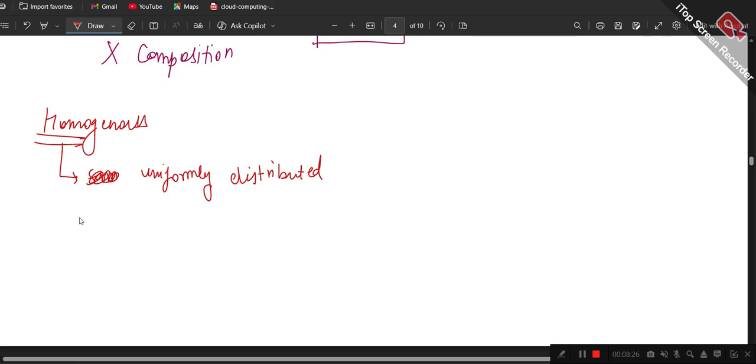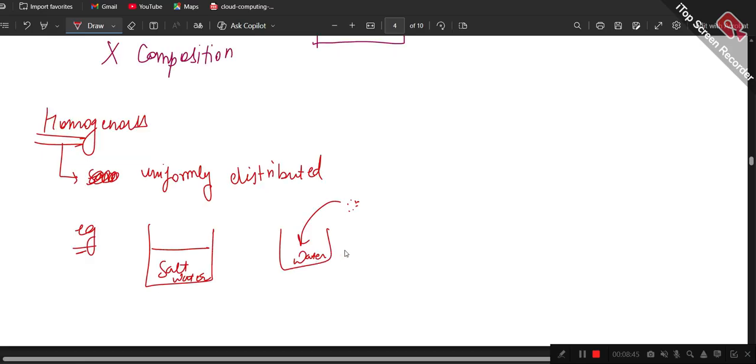What does this mean? For example, I'll tell you a normal daily life example. Salt water, saline. If you take some water and put salt into it, and you stir it, then you will find a clear solution, and you are really not going to be able to differentiate if it is salt water or not.